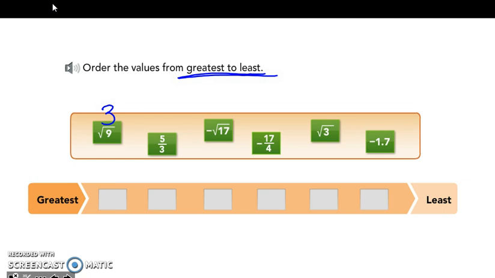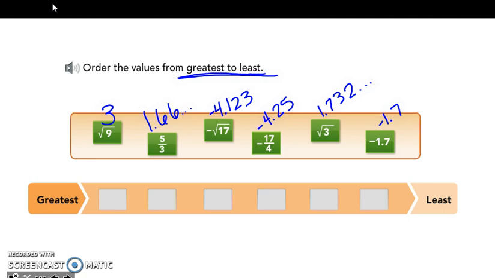Square root of 9 is 3. 5 divided by 3, I get 1.66 repeating. Negative square root of 17, I get negative 4.123. Negative 17 divided by 4, I get negative 4.25. Square root of 3, I get 1.732. And negative 1.7 is already a decimal. So I want the biggest number.